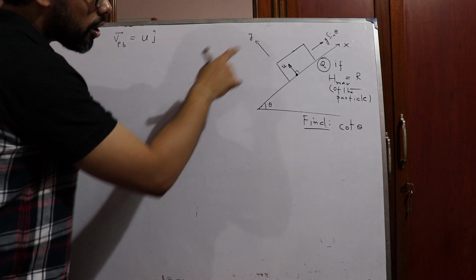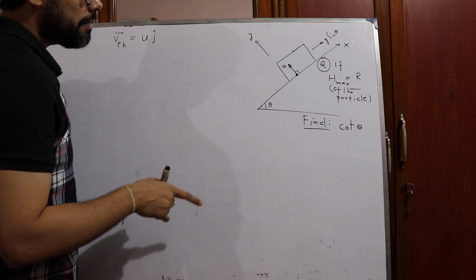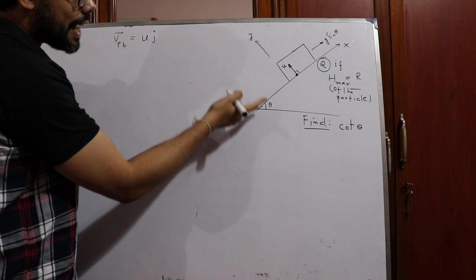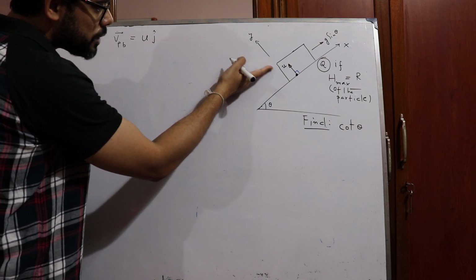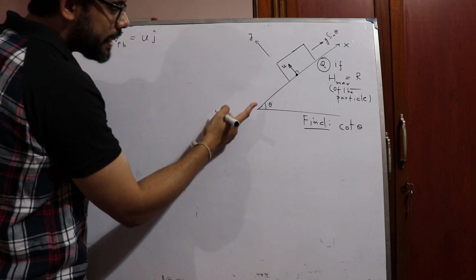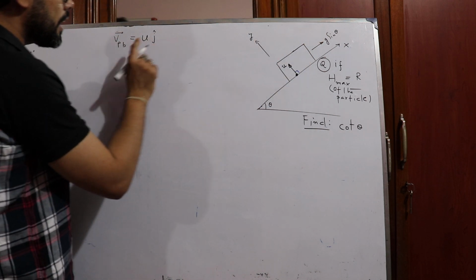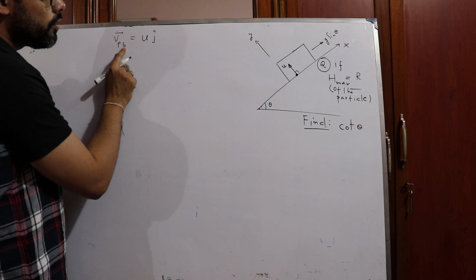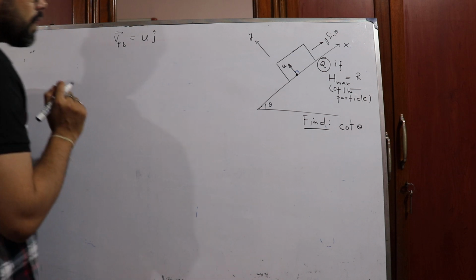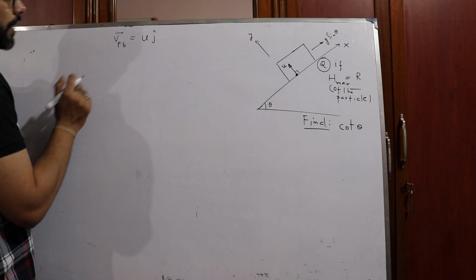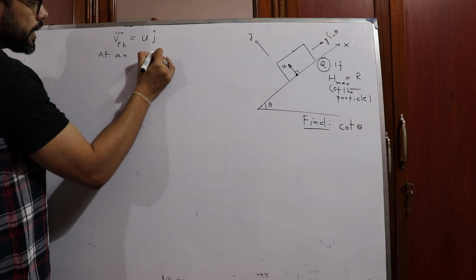Whenever you solve this sort of numerical problems where there is projectile motion on an inclined plane, please consider this approach. This coordinate system is very helpful. Consider y axis perpendicular to inclined plane and x axis parallel to the inclined plane. So in that regard, I can say that velocity of particle with respect to box is in this direction. So u j cap.